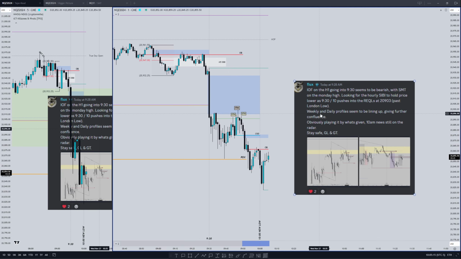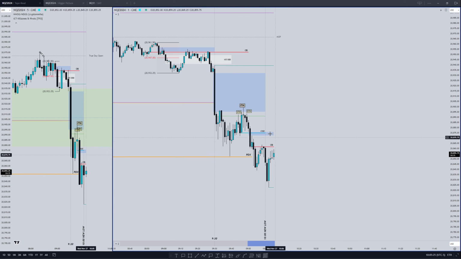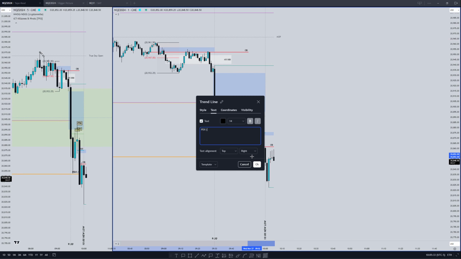So weekly and daily profiles seem to be lining up, giving further confluence that we want to move lower. And then the 10 a.m. news, obviously not a huge driver there, but still dropping into a new time of day. And now at this point, you could see if we want to retrace or not. Everything has been met. Also previous day low, this to be a 15-minute PD array.